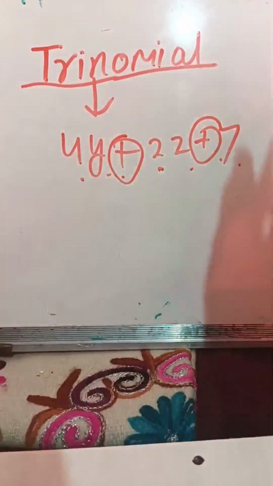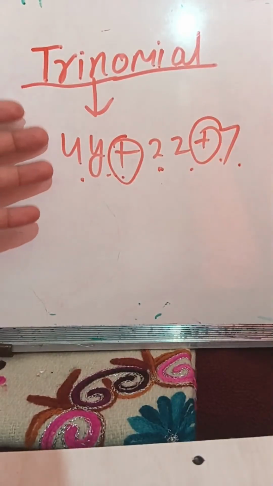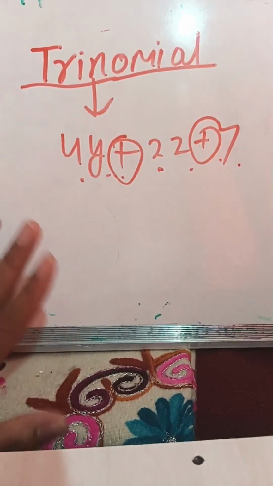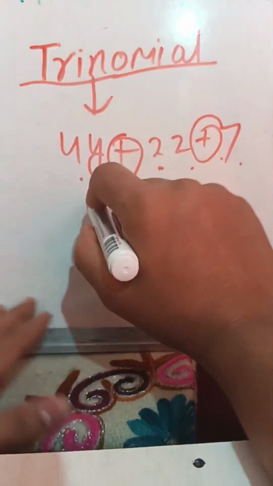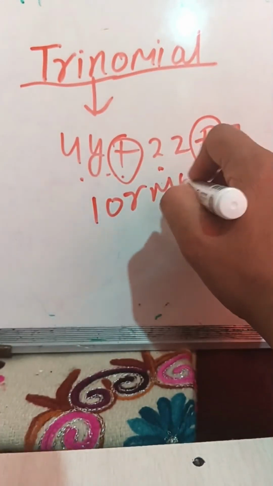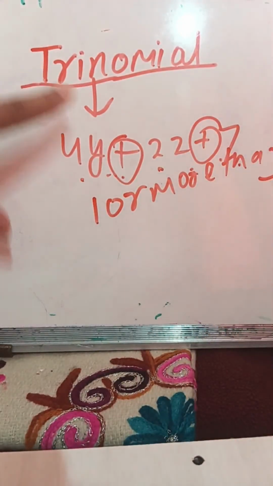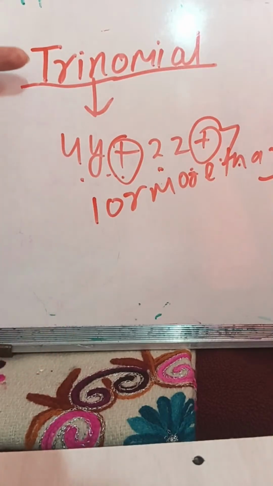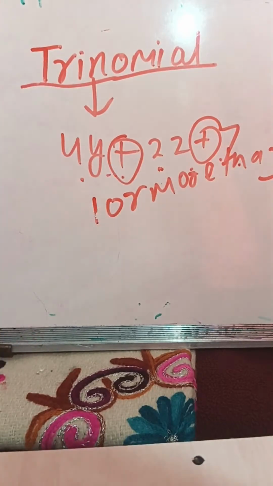If any expression has more than one term, we call it a multinomial. If it has two terms, we can call it a binomial or multinomial. If three, we can call it a trinomial or multinomial, and more than three, we call it a multinomial.